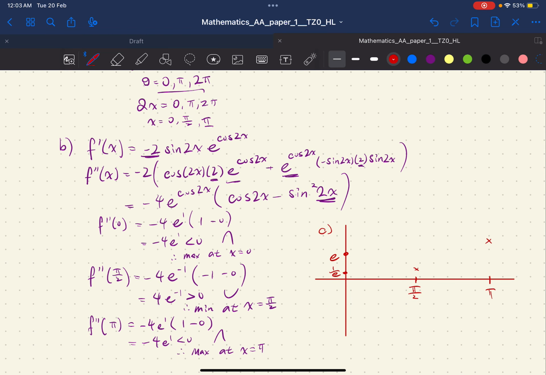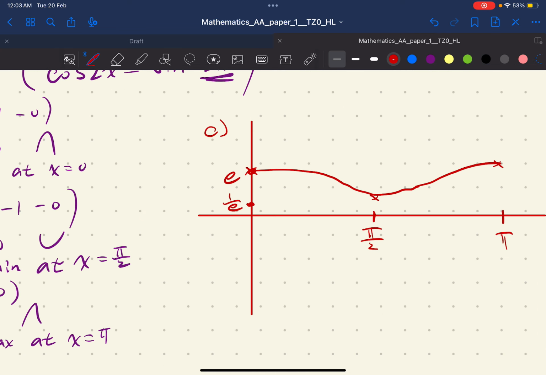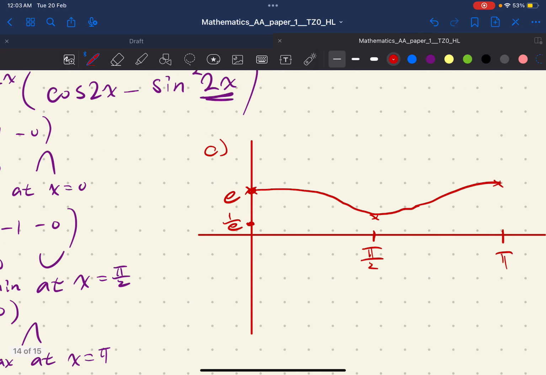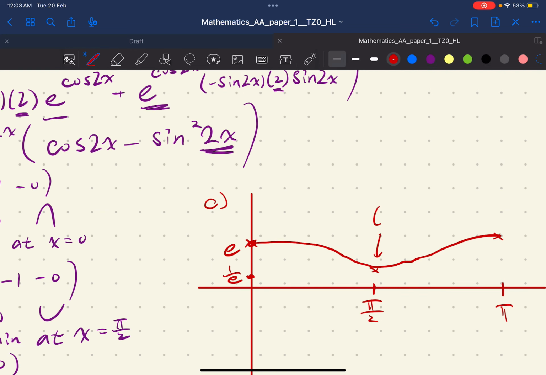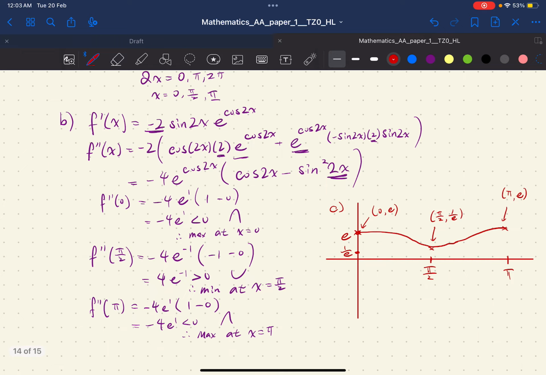We have these particular values that we need to pass through. Sorry, a little bit ugly. So it's like this. Something that looks like this. Probably my scale is a bit ugly, but it should look something like this. It kind of looks like a cosine curve, and I think that's okay already. If we really want, you can label everything: pi over 2 and 1 over e, this is pi and e, and this is 0 and e. Just make sure it's 2 max and 1 min.